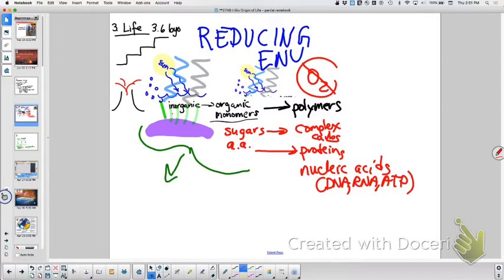Okay? So what is a catalyst? A catalyst is anything that makes a reaction take place.